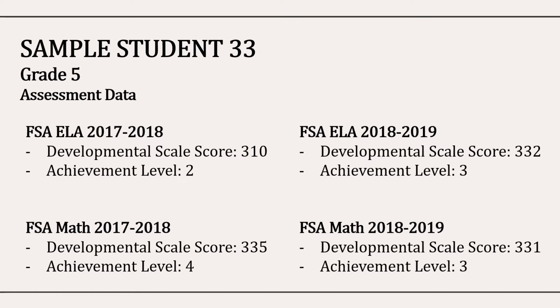Now, for the FSA Math developmental scale score, it was a 335, which means they were at an achievement level of 4. Unfortunately, in 2018 and 2019, your child decreased 4 points, which dropped them down to an achievement level of 3.